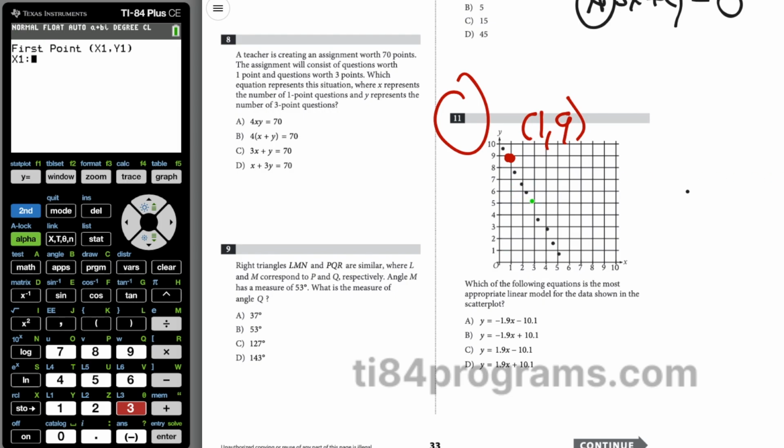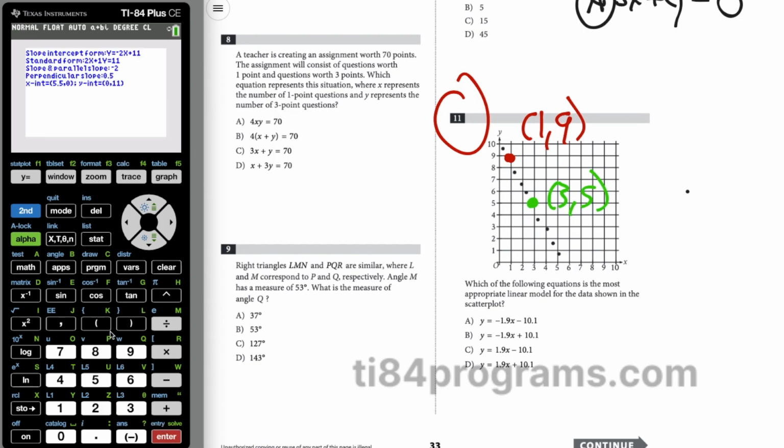And then this other point here that I highlighted or jotted in green, that's going to be 3, 5, the x, y values there. So the first one is 1, 9, so the x1 is 1, and then the y1 is 9. And then the second point is 3, 5, so 3 is my x value and 5 is my y.